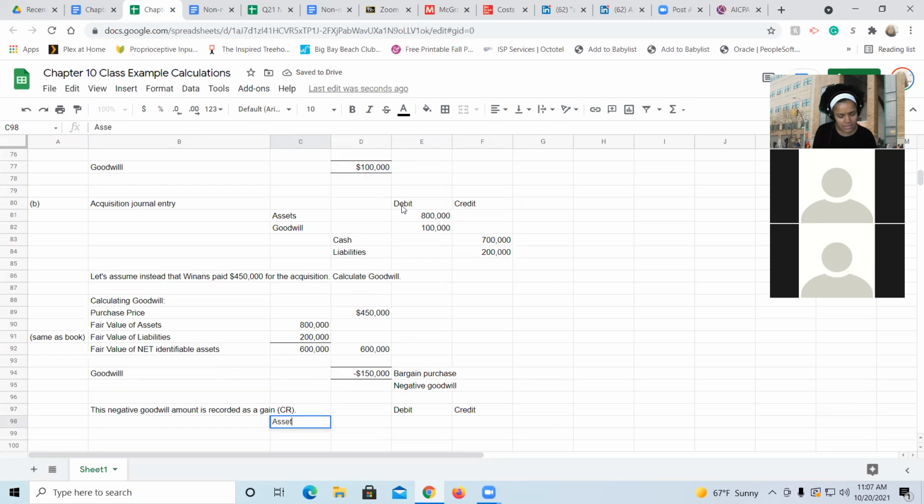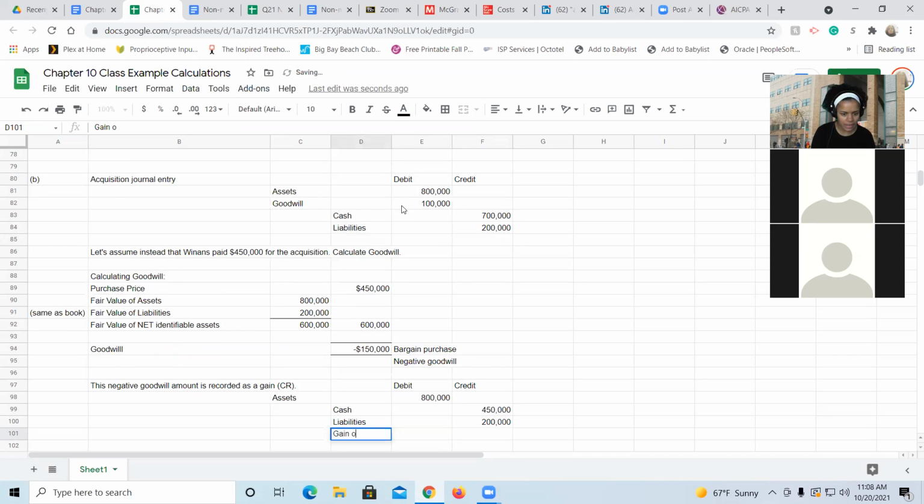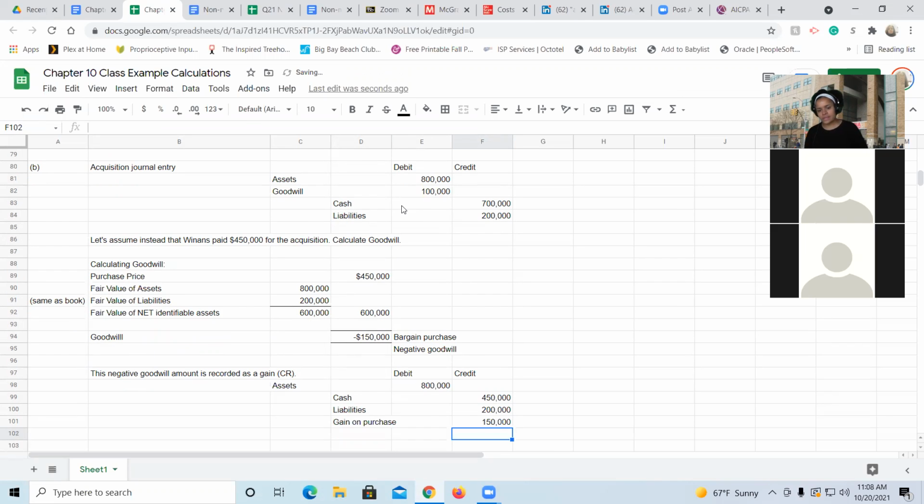So what you're going to do here, just to close the loop, is you're still going to record the assets. Everything is the same. You're still going to record assets of 800,000. Excuse me, there's no goodwill to be recorded. So you're going to go with cash 450. You're still going to put in the liabilities 200, and then you're just going to have a gain on the purchase of 150,000. That should add up. Hopefully, yeah, that does add up to 800,000.